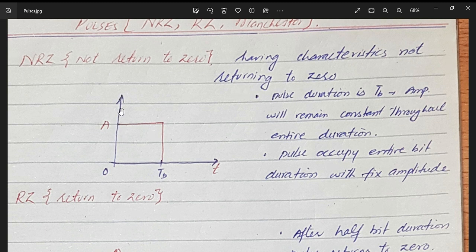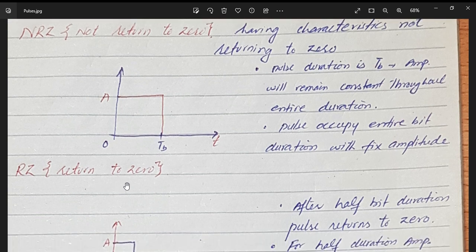If you draw the signal, this is the amplitude on the y-axis and the x-axis is the time, and there is a Tb, which is known as the bit duration, from 0 to Tb. The pulse duration is Tb, and up to Tb the amplitude of the pulse remains A, and other than that it is 0. So up to the pulse duration Tb, the amplitude will remain constant throughout the entire duration Tb. What does that mean? The pulse occupies the entire bit duration with a fixed amplitude. As you can see, from 0 to Tb is the bit duration, and its amplitude remains constant.